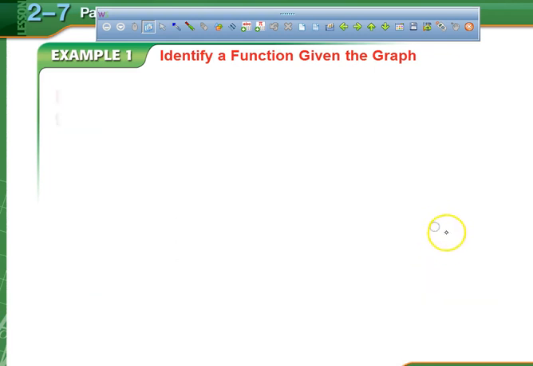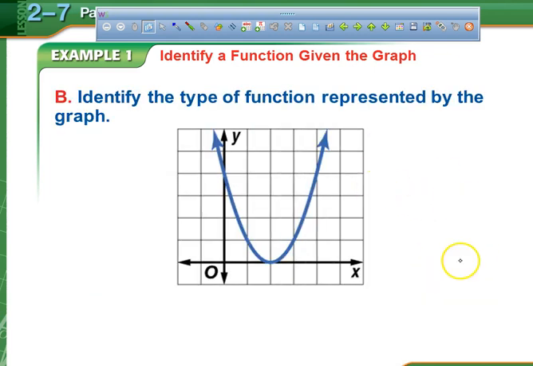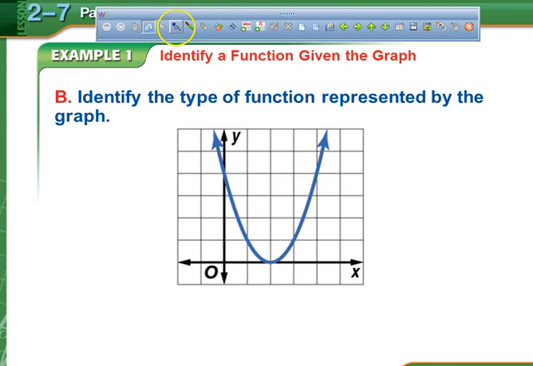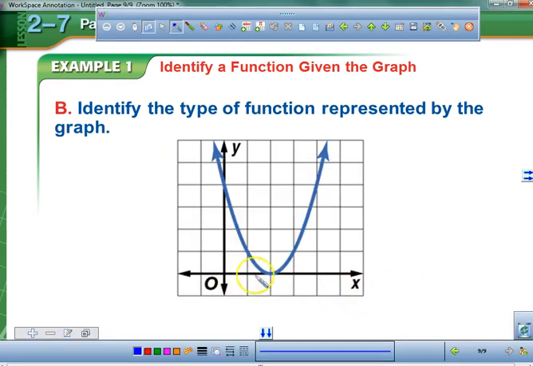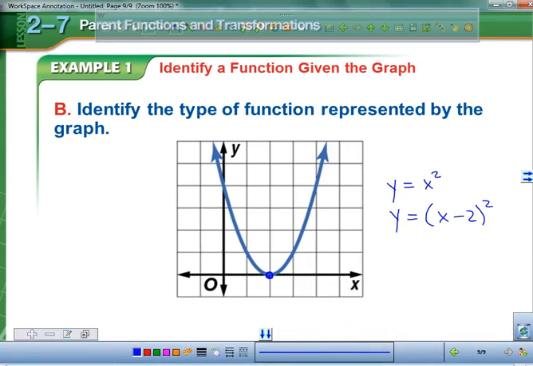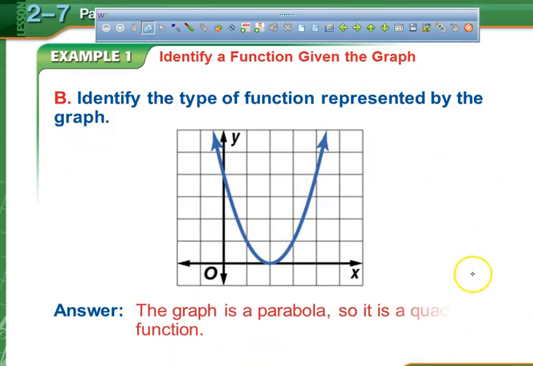Yes, this is absolute value. What kind of function is this? It's quadratic. It's a parabola. Okay? So by the way, how many units did it go to the right? It went 2. So by the way, the parent function, everybody, is y equals x squared. This would actually be parentheses x minus 2 squared. Okay? That's what this one will be. All right, so yes, this is a parabola, so it's quadratic.